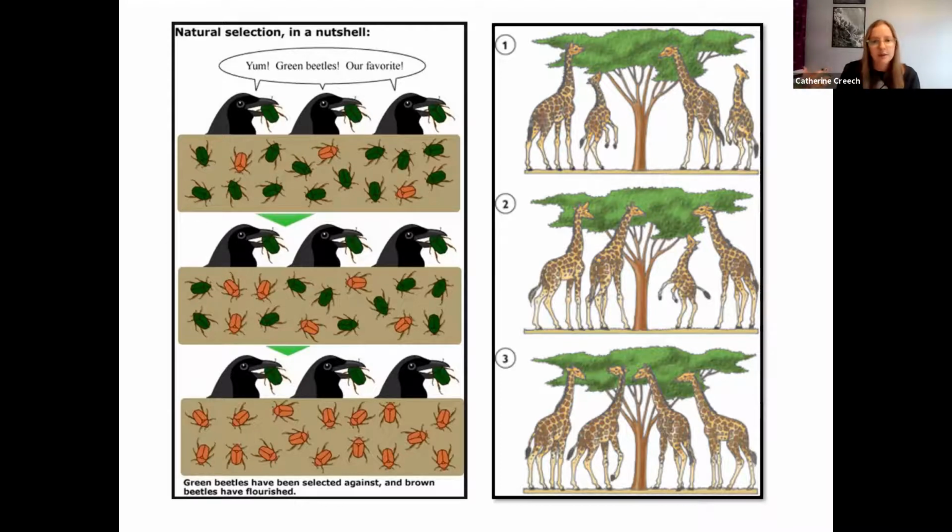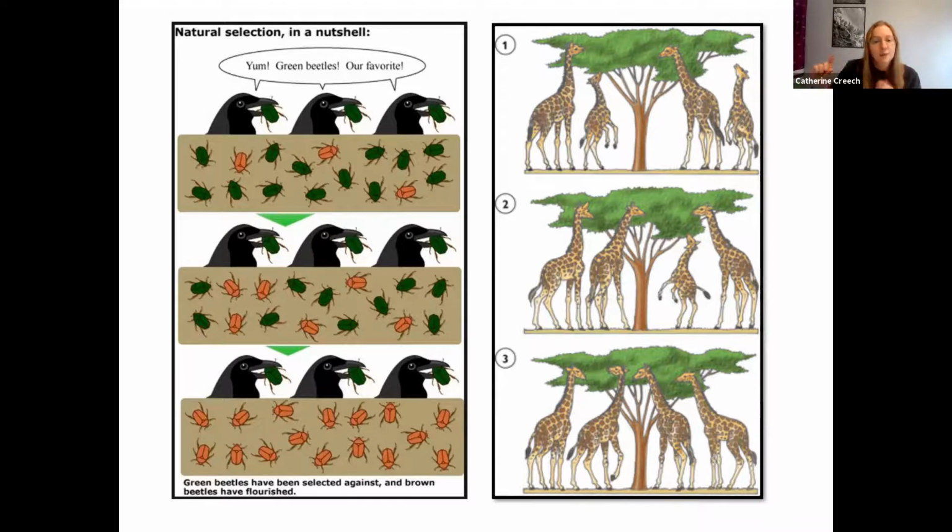orange, 50% green. If the birds, like they do in the last row, keep eating the green bugs, they're going to decrease the green genes in the pool, in your population, which is going to leave more orange genes. So over time, your population is going to go from mostly green bugs to mostly orange bugs. That's natural selection. And that's what happened with those 4 really camouflaged animals.